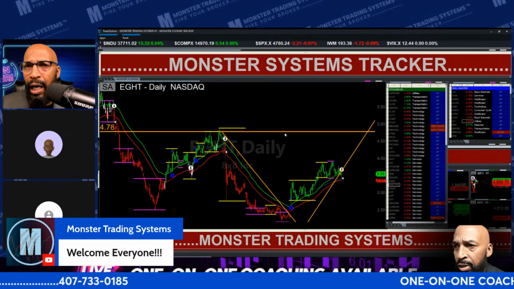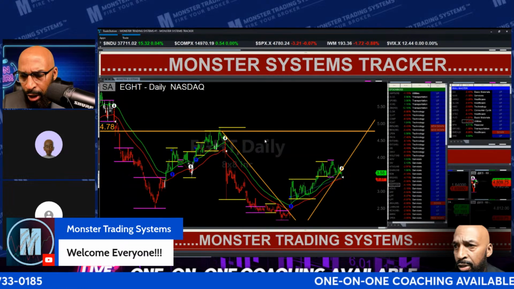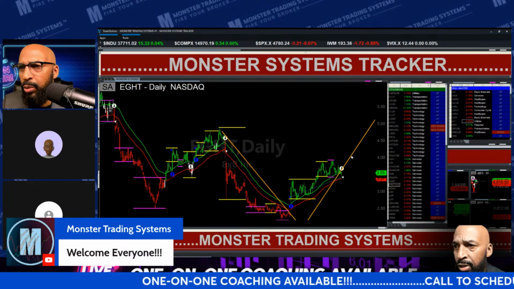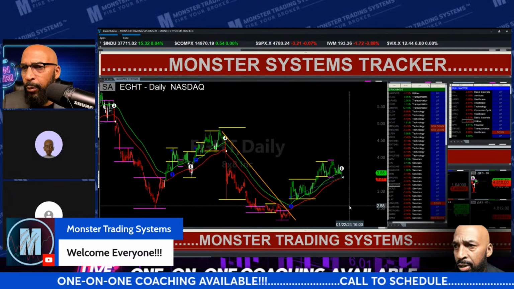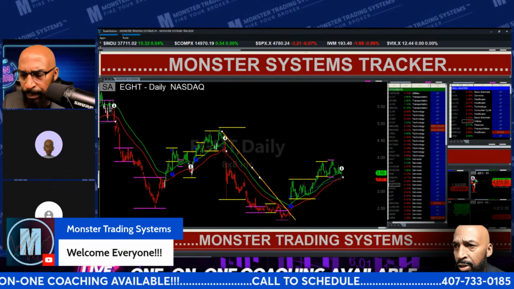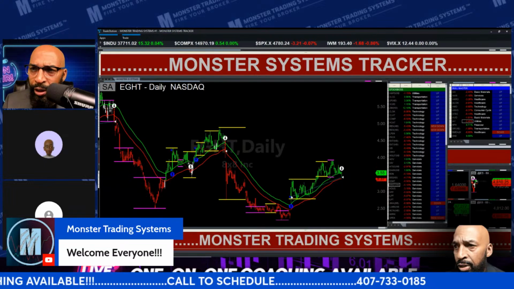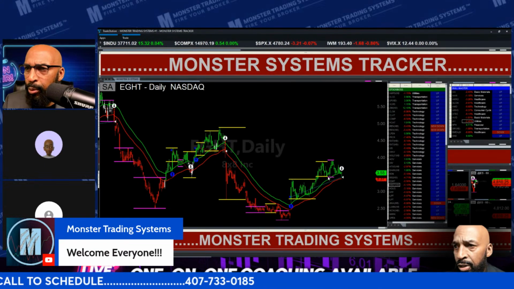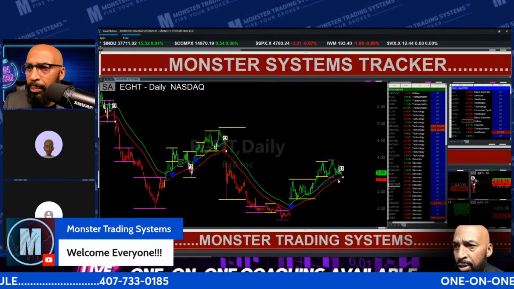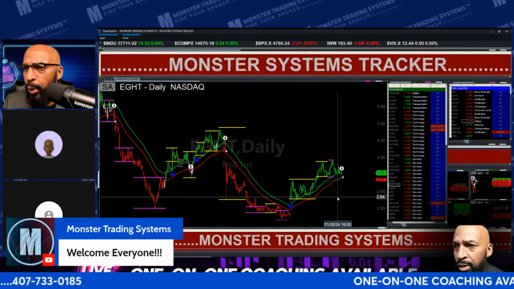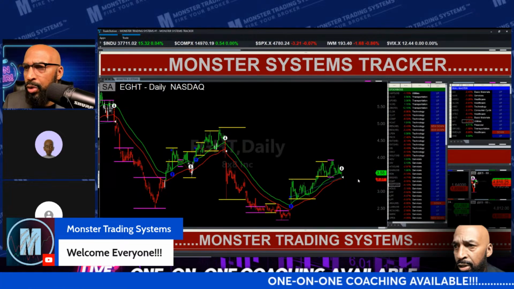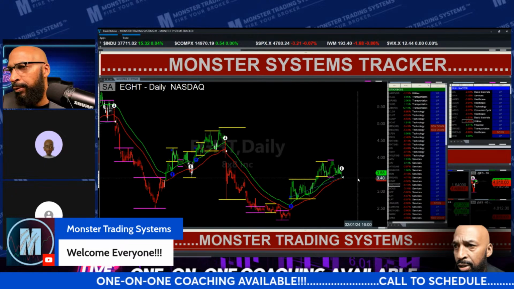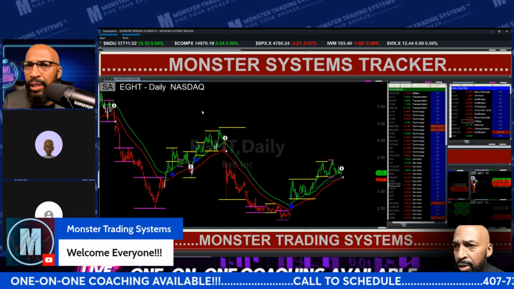EGHT also closed. This is an absolute perfect execution here. Buy signal was here on the break of resistance after the markdown phase. Broke support right here, sell signal by the system. So buy signal 2.84, closed today right at 3.40, 3.37. So close the trade.